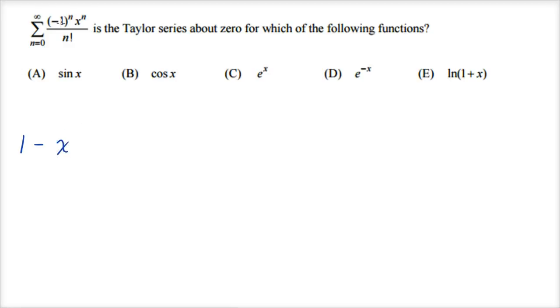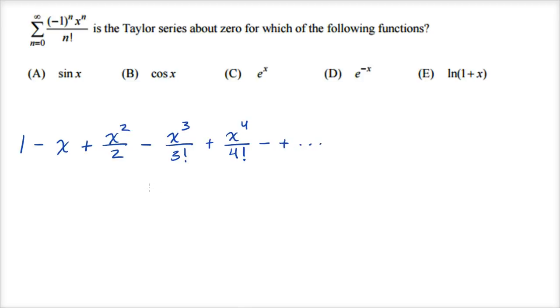And then when n is 2, the negative 1 squared is going to be positive, x squared over 2, and then it's going to be minus x to the third over 3 factorial, and then plus, and I can keep going. You've seen this before, x to the fourth over 4 factorial. And it's going to keep going, minus, plus. It's going to keep alternating on and on and on.